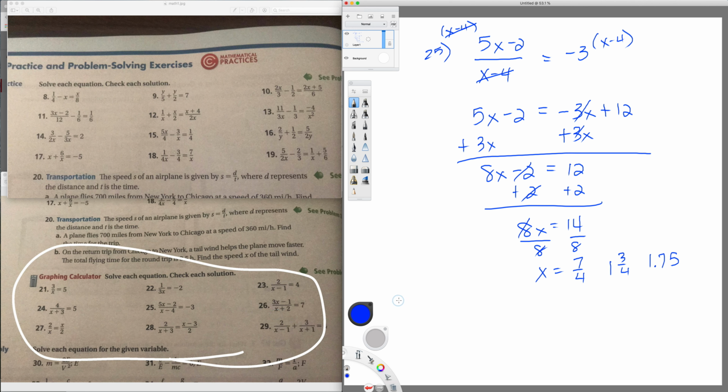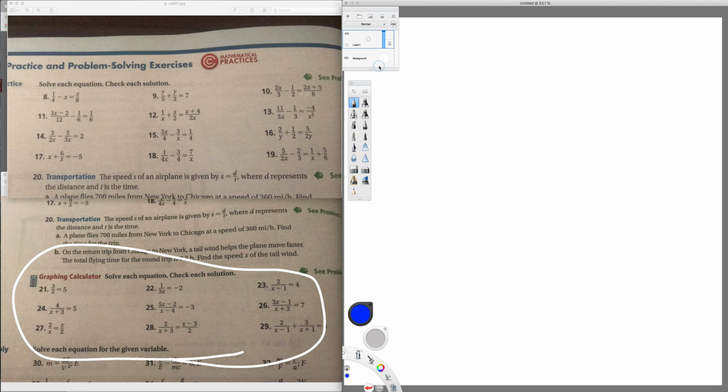So let's move on to 26. Number 26. We have 3x minus 1 over x plus 2, and that's equal to 7. My only denominator is x plus 2, so I'm going to multiply every piece by an x plus 2. The goal being to get rid of the denominator every time. That's my first step. Get rid of my denominator. So the x plus 2's are going to cancel. We get 3x minus 1.